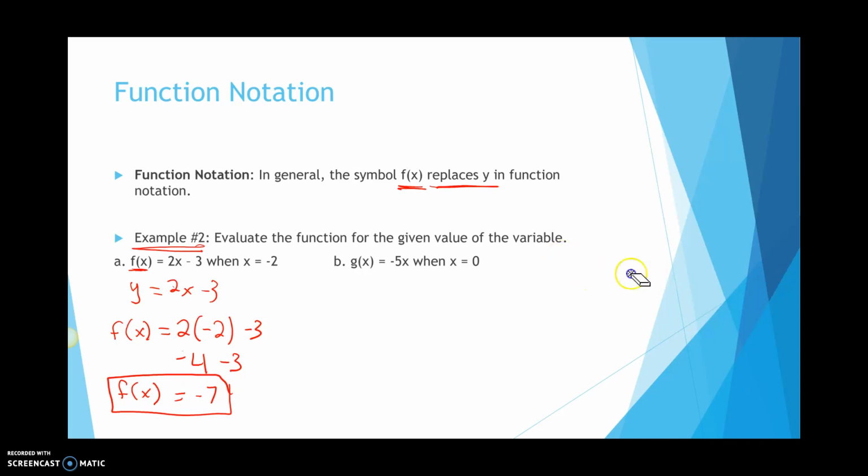So if we look at b right here, we have g of x equals negative 5x, and x is equal to 0. So you are going to plug 0 into your function notation to solve for your g of x. So we could say g of x equals negative 5 times 0. Negative 5 times 0 is 0, so my g of x here is just going to be 0, and that'll be my answer. So those are some examples you're going to see in this section, and that is it for this lesson.